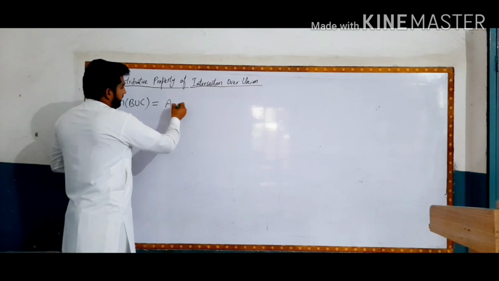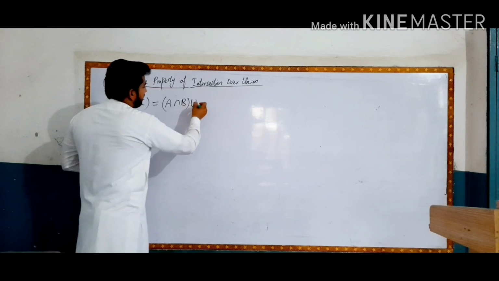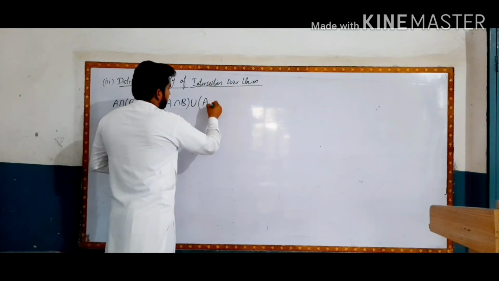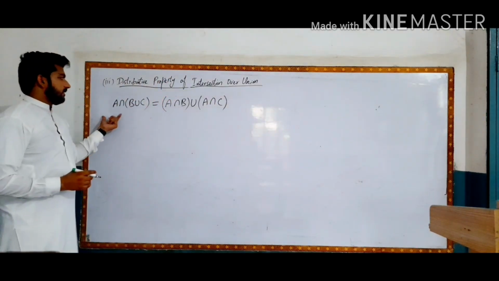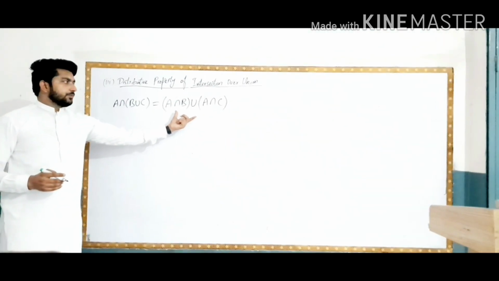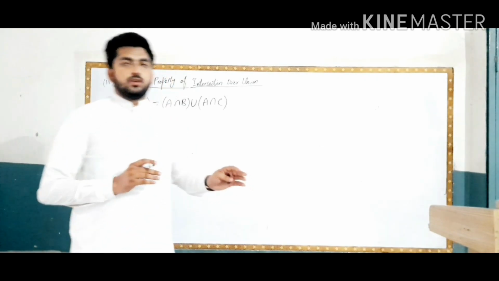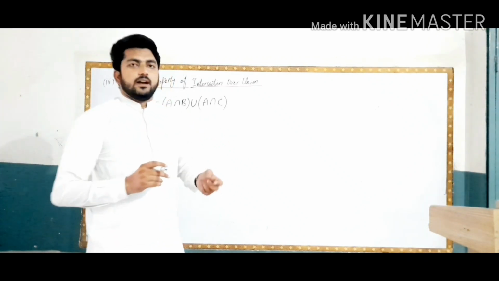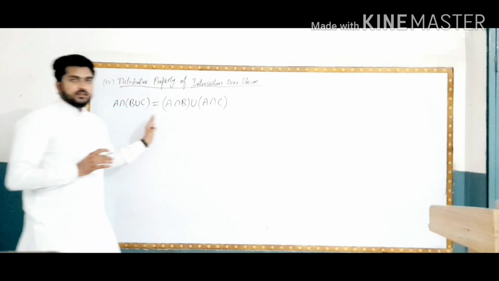(A intersection B) union (A intersection C). So this is the left side of the property and this one is the right side of the property. Now we already said that A is equal to 1, 2, 4, 6 and B is equal to 2, 3, 4 and C is equal to, so we have already defined these sets.